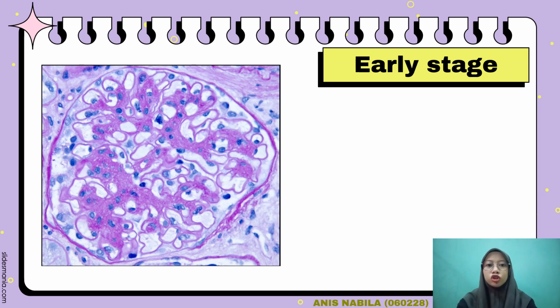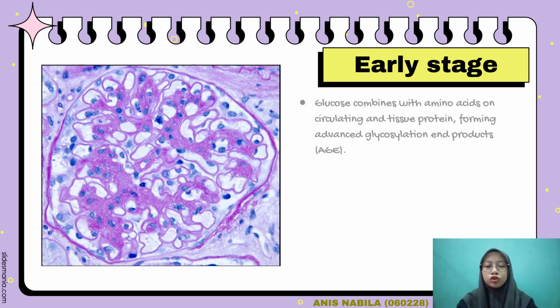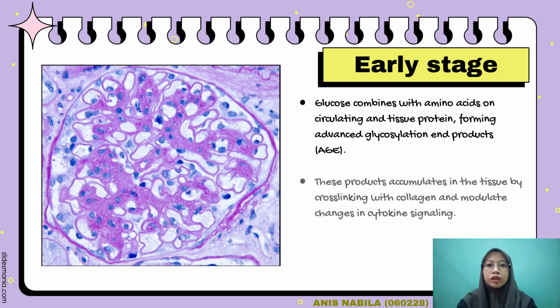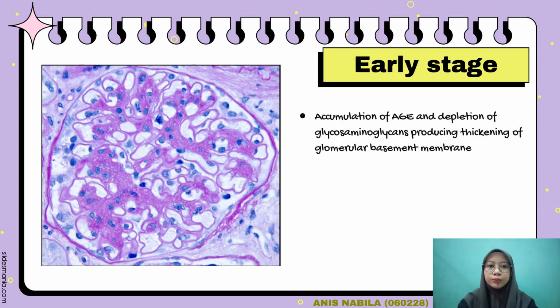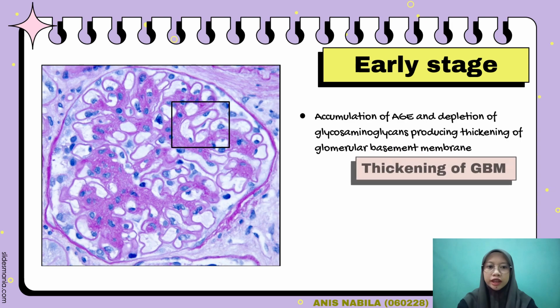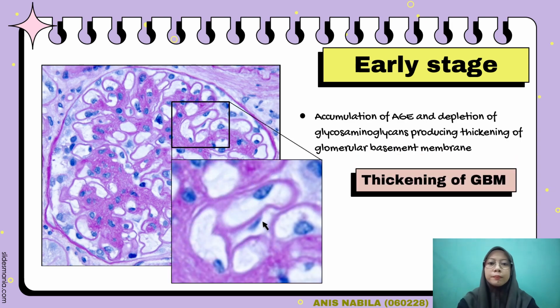At the early stages of diabetic nephropathy, glucose will combine with amino acids on circulating and tissue proteins, forming advanced glycosylation end products, AGE. Those products accumulate in the tissue by cross-linking with collagen and modulate changes in cytokine signaling. Accumulation of AGE with collagen and depletion of glycosaminoglycans produce thickening of the glomerular basement membrane, GBM.